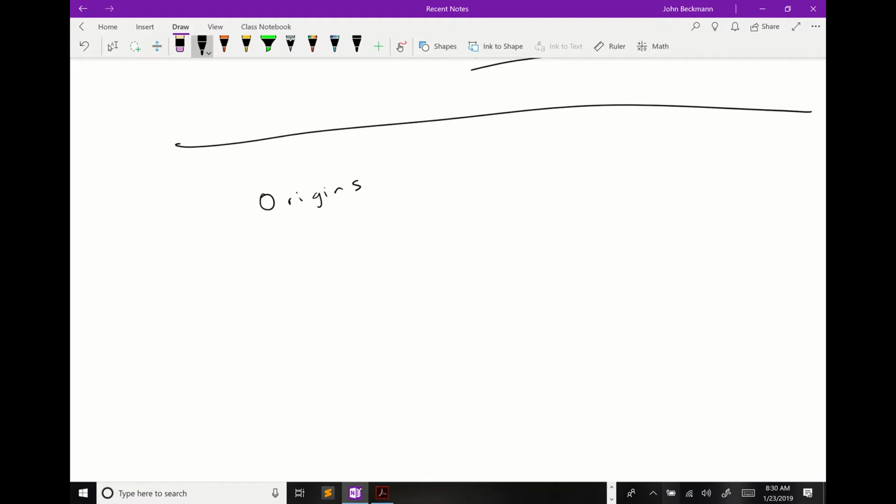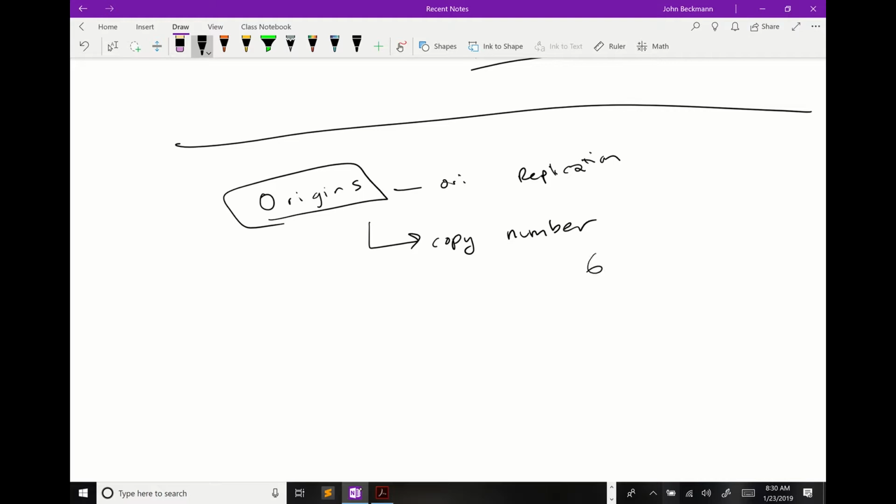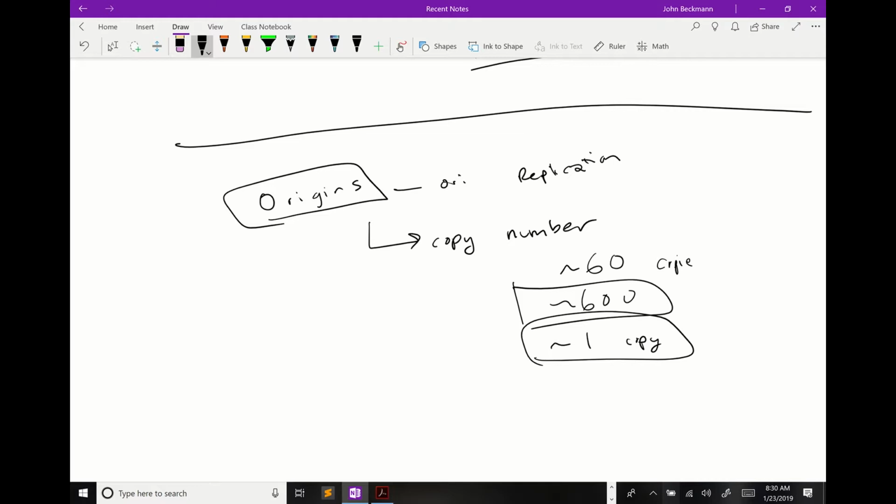Origins. So an origin is the origin of replication. Okay, and there's important information that is encoded in the origin, including copy number. So some plasmids want to maintain themselves at about 60 copies per cell, or 600 copies per cell, or only one copy per cell. So you can have low copy number plasmids, high copy number plasmids, and intermediate copy number plasmids. And all that information is encoded into the origin, which recruits the DNA polymerase, right?